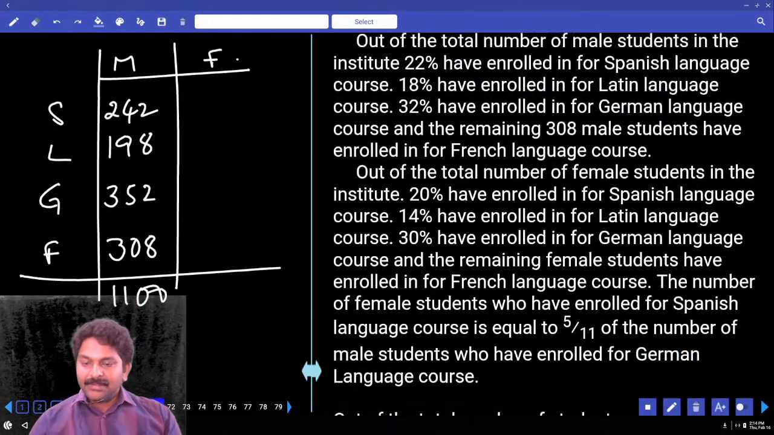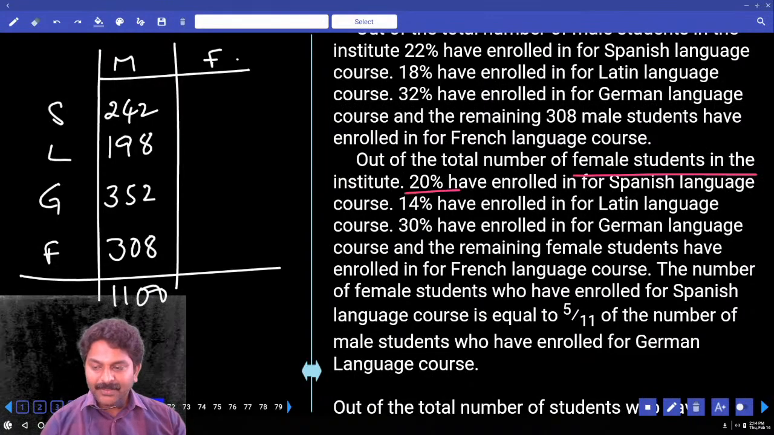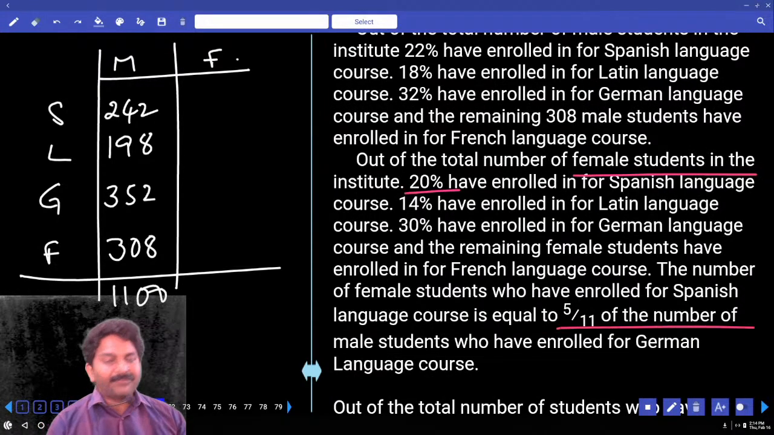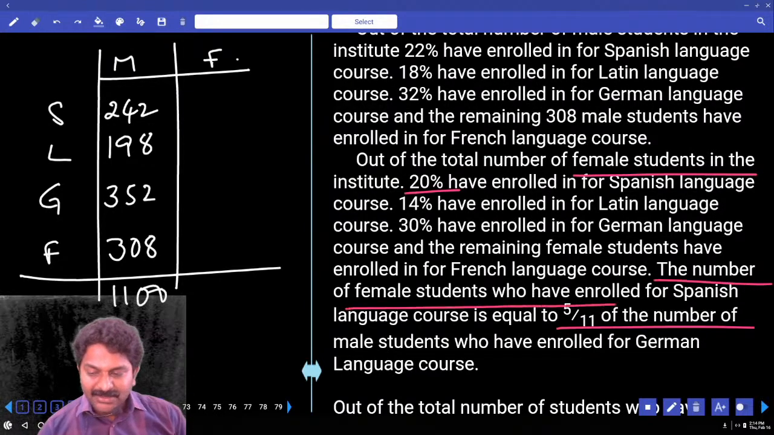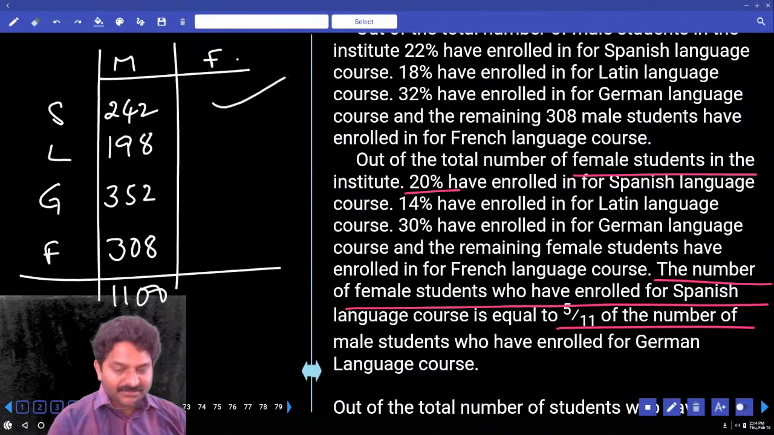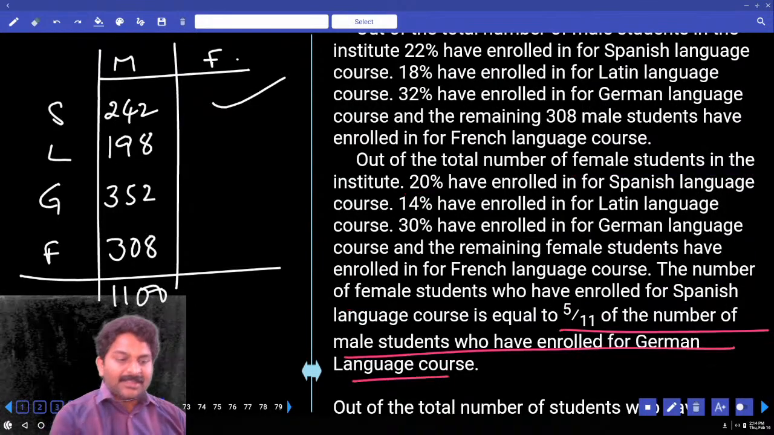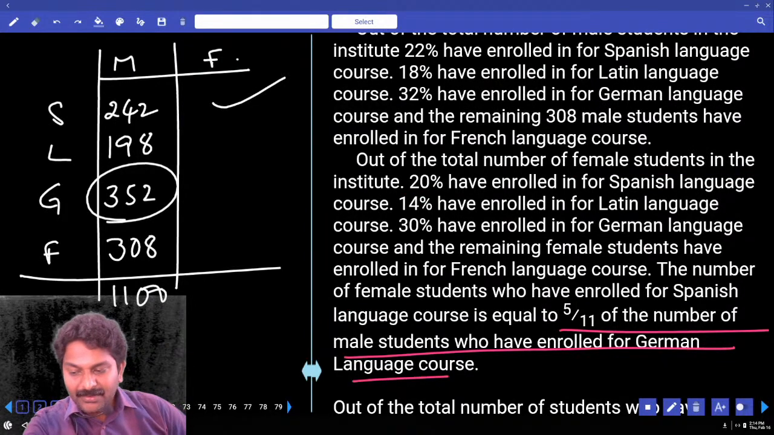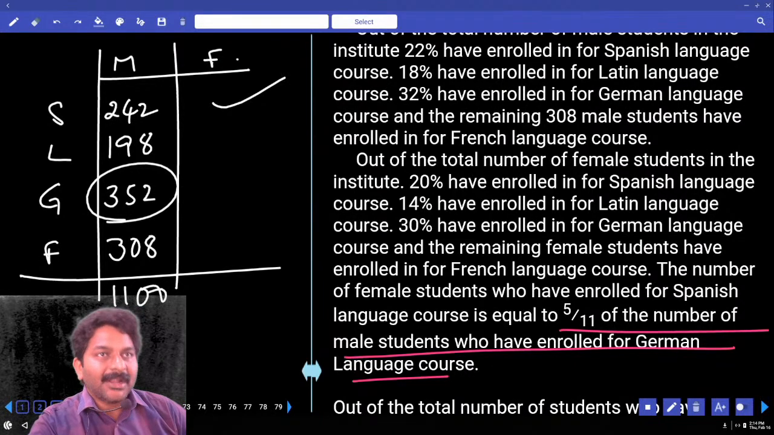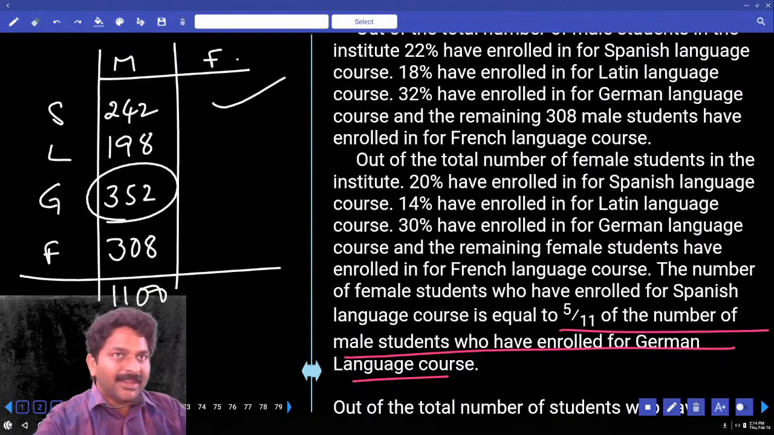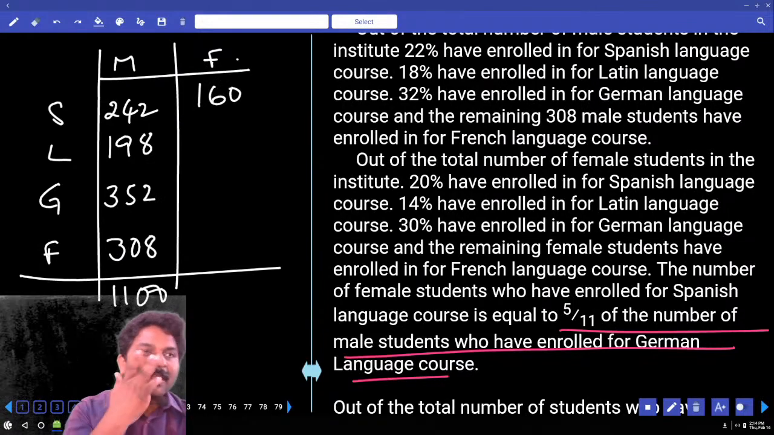Next. Out of the total number of female students, again percentages are given. Now when you look here, 5/11 is there. Let's read that data first. The number of female students who enrolled for Spanish language are equal to 5/11 of the number of males who enrolled for German. German we have 352, and out of that we have to calculate 5/11. What is 1/11? 32. 5/11 is 5 times that, 32 times 5 is 160.